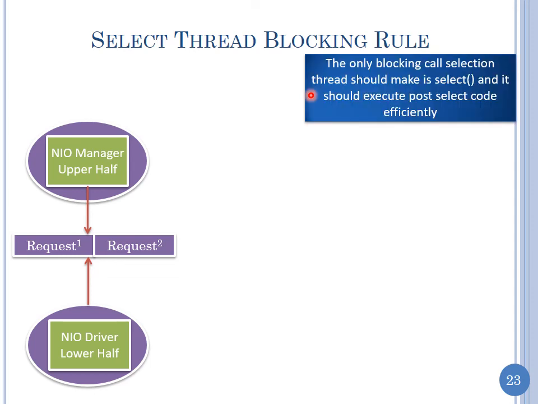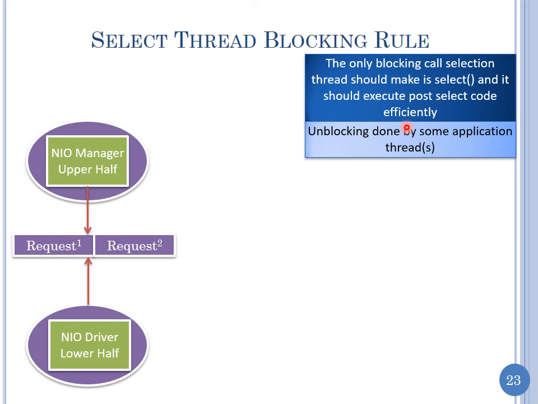Okay, so the only blocking call the selection thread should make, I sometimes call it selection thread, sometimes select thread, sometimes I might even call it selector thread. They're all synonymous. So what we really want to do is ensure that the only blocking call the selection thread makes is select, and it should also execute the post select code efficiently, because it is a single thread that is handling multiple logical activities. So it's really switching between multiple activities. So any one activity should not be hurt.